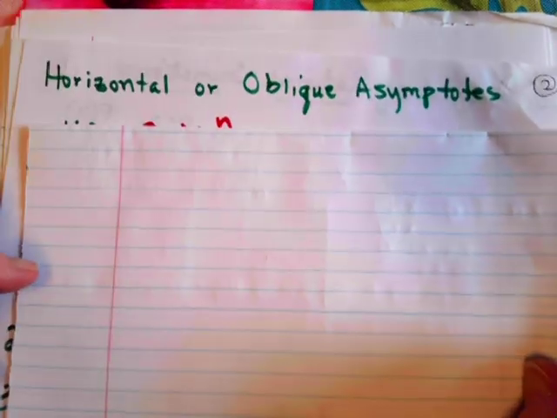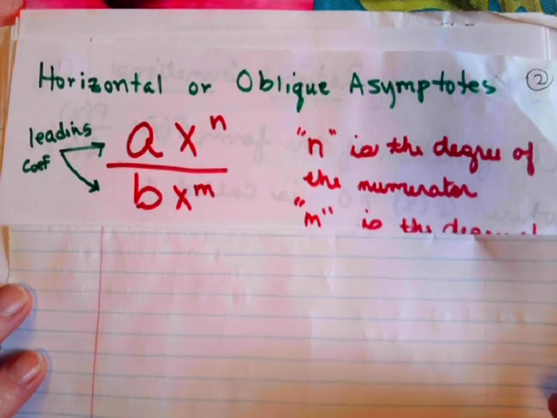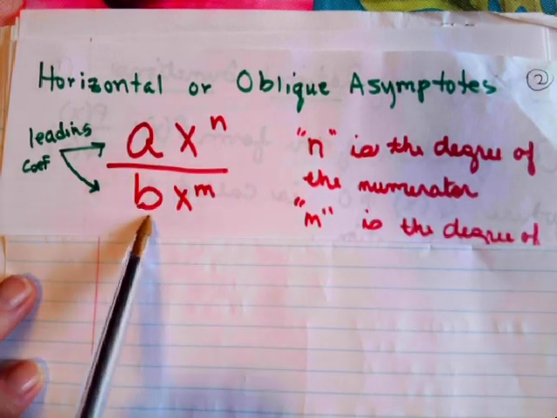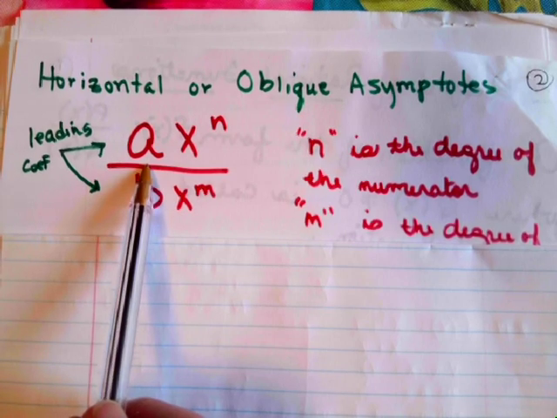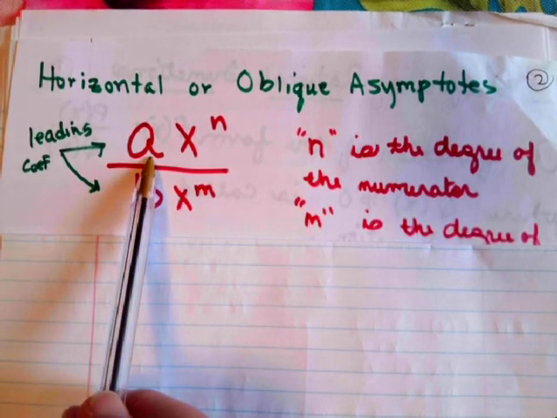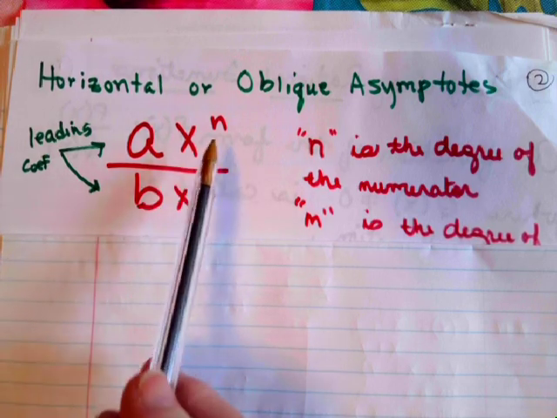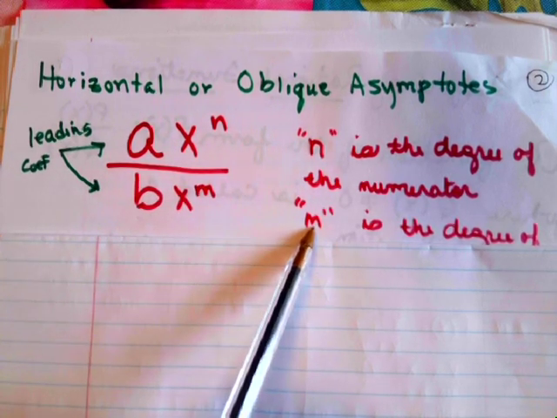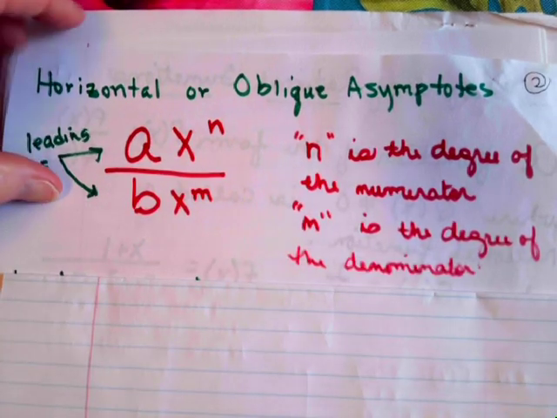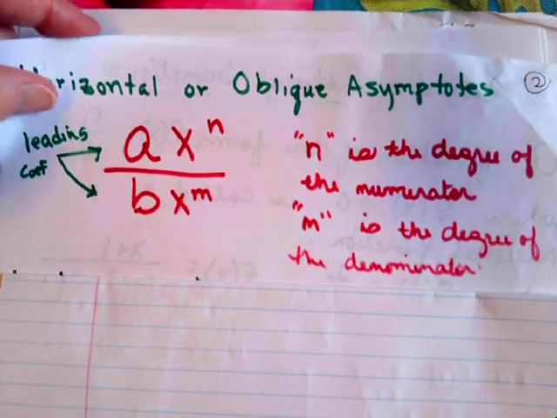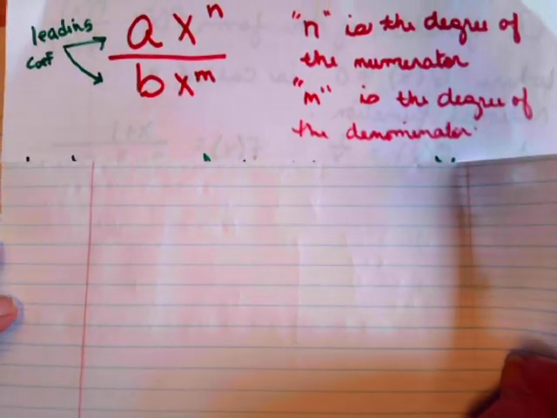Horizontal or oblique asymptotes, you have a few little rules. I'm going to write this in this form. I want us to all agree that A is the leading coefficient in the numerator, B is the leading coefficient in the denominator, N is the degree of the numerator, and M is the degree of the denominator. With that agreed upon, the following rules will make it fairly easy to find these asymptotes.